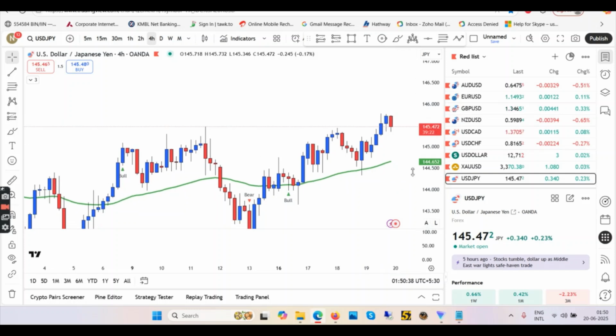That's all I have for you in USDJPY. Look for longs after each pullback. So pullback, blue candle, enter long. And that's it for now.